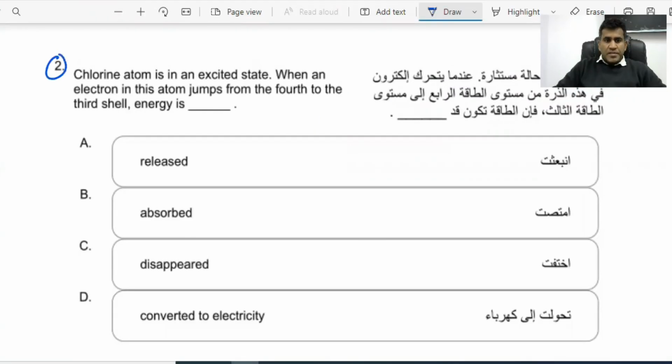Question number 2 here is, a chlorine atom is in an excited state when an electron in this atom jumps from the fourth to the third shell. Energy is. So whenever the electron jumps from a higher energy level to a lower energy level, energy will be released. This is according to the Bohr model.